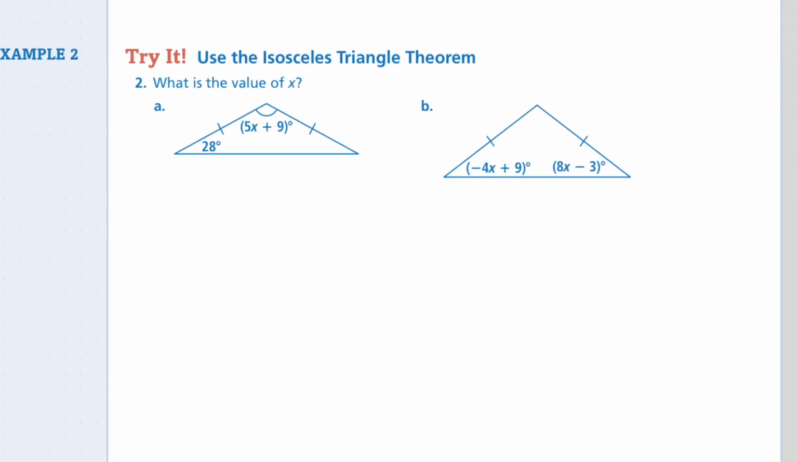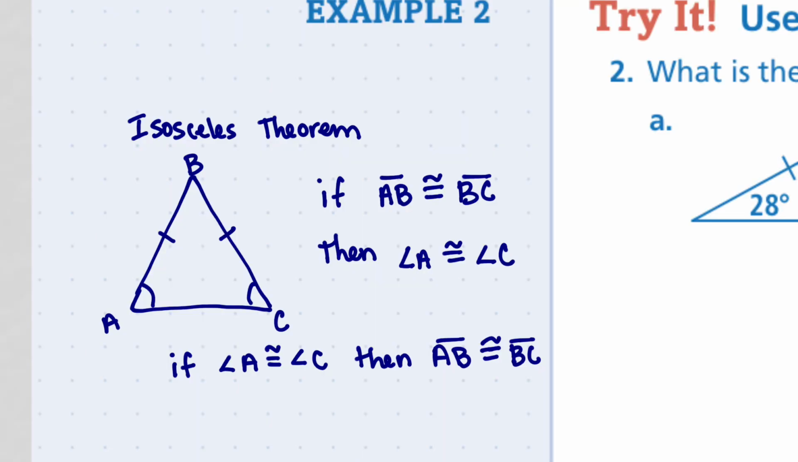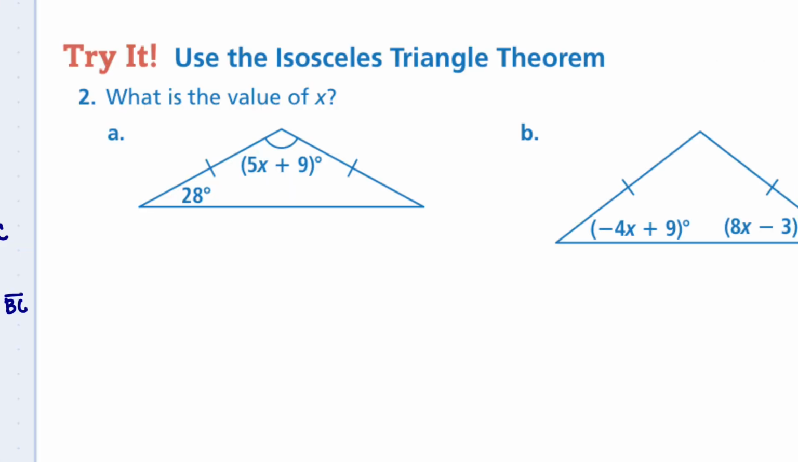The Isosceles Theorem. The Isosceles Theorem states that if side AB is congruent to side BC, then angle A would be congruent to angle C. And the converse is also true. So if angle A is congruent to angle C, that means that side AB is going to be congruent to side BC. We're going to be using this theorem to find the values of x.